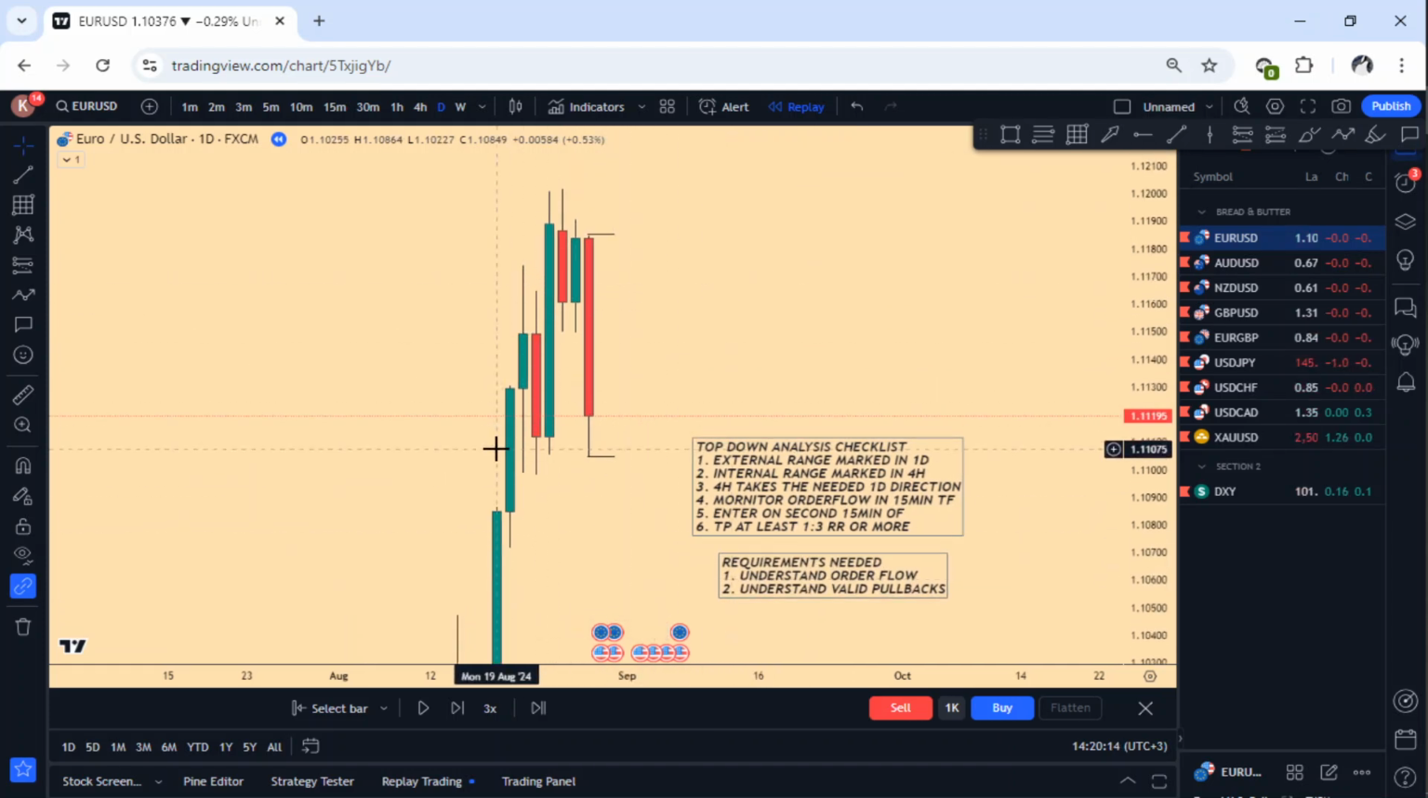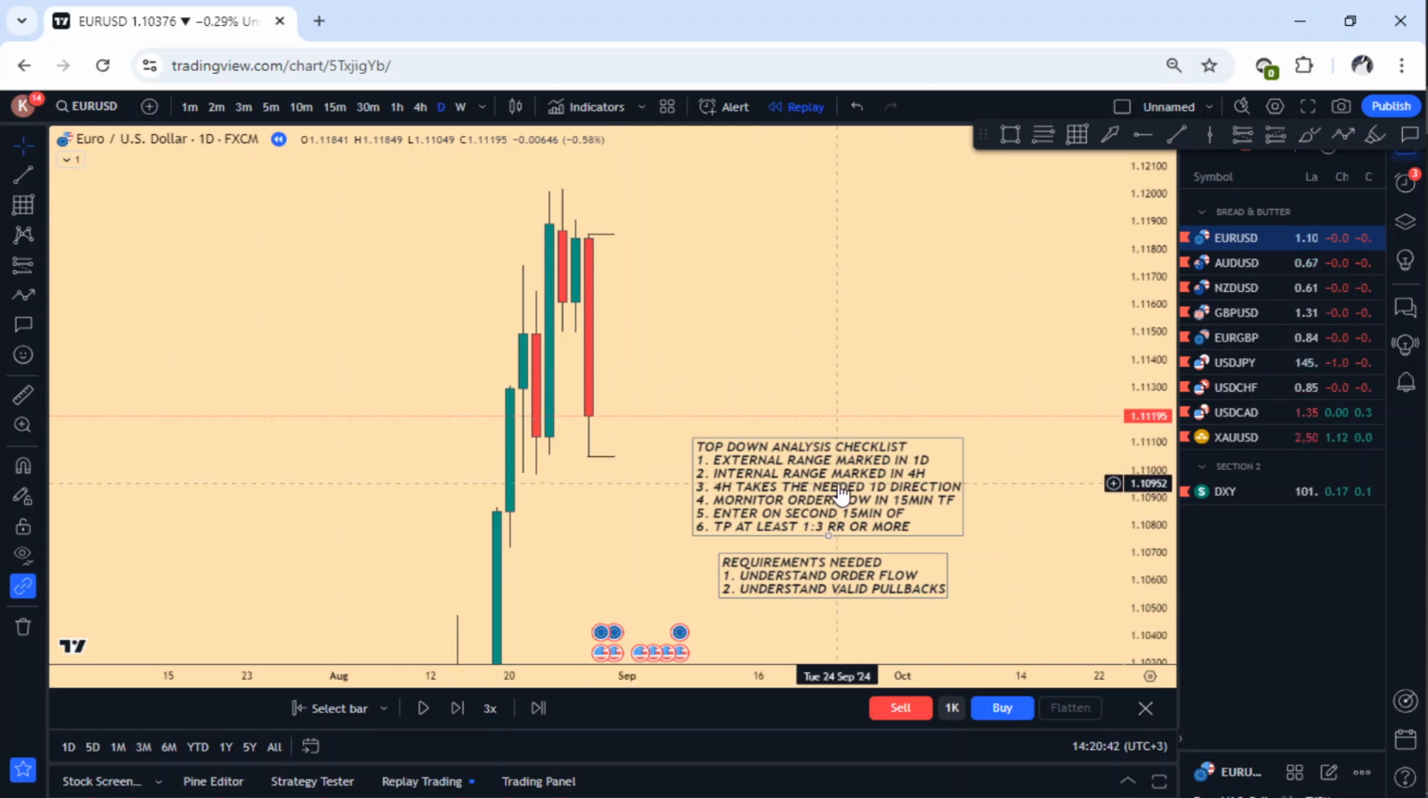So we can see that from the value we mark external range in 1 day, and that is the high and the low of the daily candle, like in this case. The second thing we do is mark internal range in 4 hours. So you are going to see the 4 hour pullback. That is the candle that was formed from this point henceforth, be it the previous day or overnight.